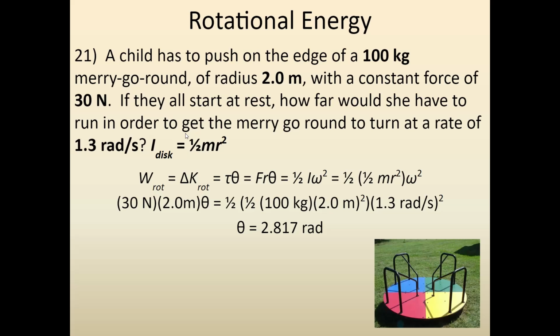Now the problem is this is not what they're asking. They want to know how far they actually traveled, how far they ran. So we're going to have to convert this angular displacement into linear displacement again by using our conversion equation, multiplying it by the radius, and we end up getting that they ran a total of 5.63 meters.